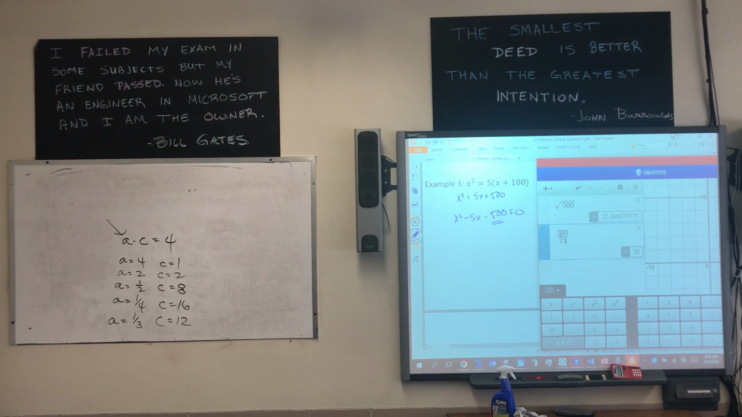One of them's 25, one of them's 20. One of them's got to be positive, one of them's got to be negative, right? 25's got to be negative. Okay? x minus 25, x plus 20. So then x equals 25, and x equals negative 20.